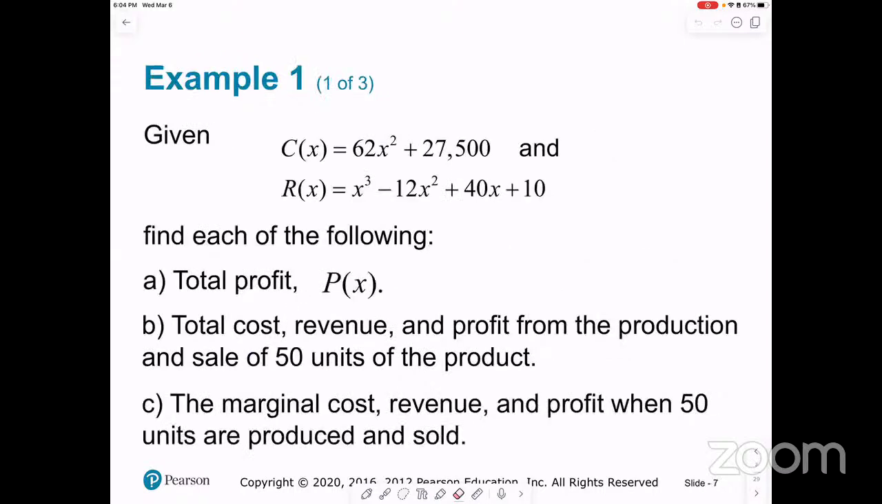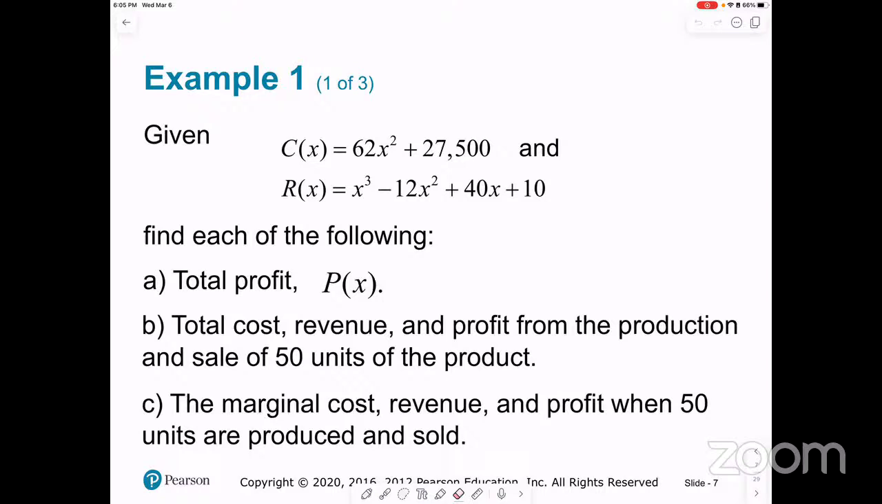Okay, let's look at this example. So given this cost function and this revenue function, find each of the following: the total profit P of x, the total cost, revenue, and profit from the production and sale of 50 units of the product, and then the marginal cost, right? Is that our C prime?